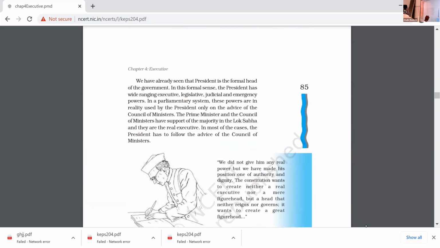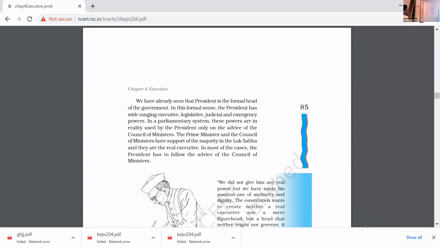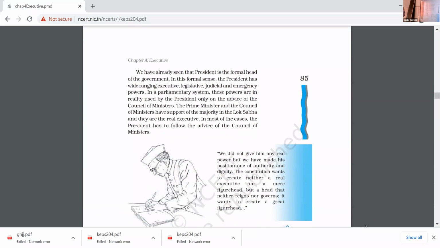Okay, next one. We have already seen that the president is the formal head of the government in this formal sense. Write down the question here, the powers of the president of India. What are the powers of the president of India and how is he functioning, how is the president's office functioning? Okay, here the president has wide-ranging executive, legislative, judicial, and emergency powers.